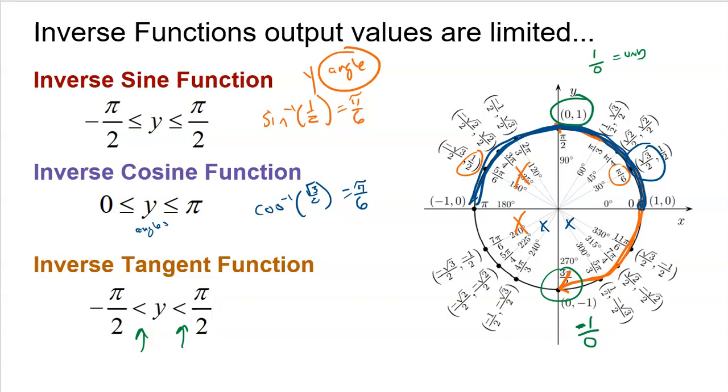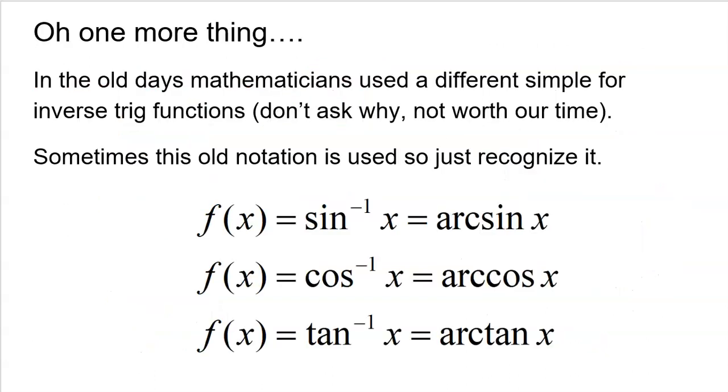All right, now one more thing before we look at a final couple of examples is that in the old days, mathematicians used a different symbol, sorry about that. I'm actually going to fix that right now. There, it was like it was always there. All right, in the old days, mathematicians used a different symbol for inverse trig functions. Don't ask why, not worth our time right now. I don't want to make this video longer than it needs to be.